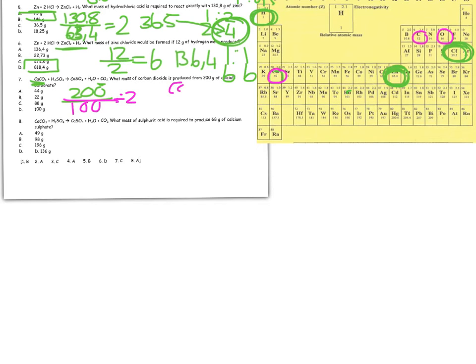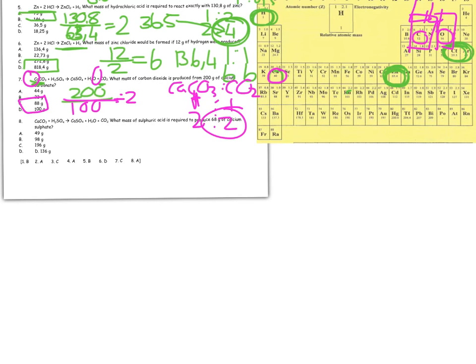The relationship between calcium carbonate and carbon dioxide is a 1 is to 1 relationship. And therefore, if I've got 2, I will have 2 of carbon dioxide. What is carbon dioxide? Carbon dioxide is 12 plus 16, which is 40. So I double that. Sorry, it's 44. 12 plus 16 is 44. And therefore, if I double that, because I've got 2, I land up with 88 grams.